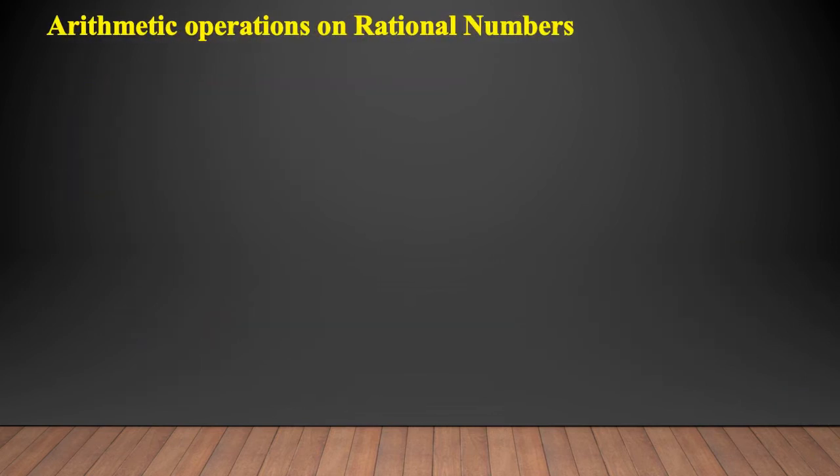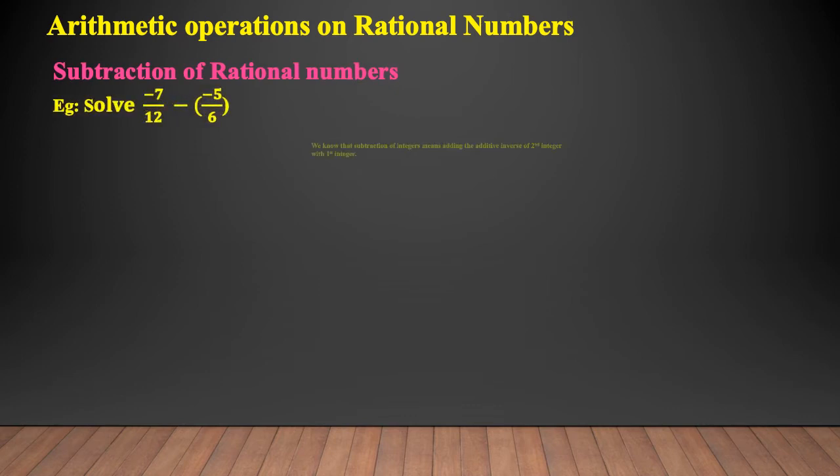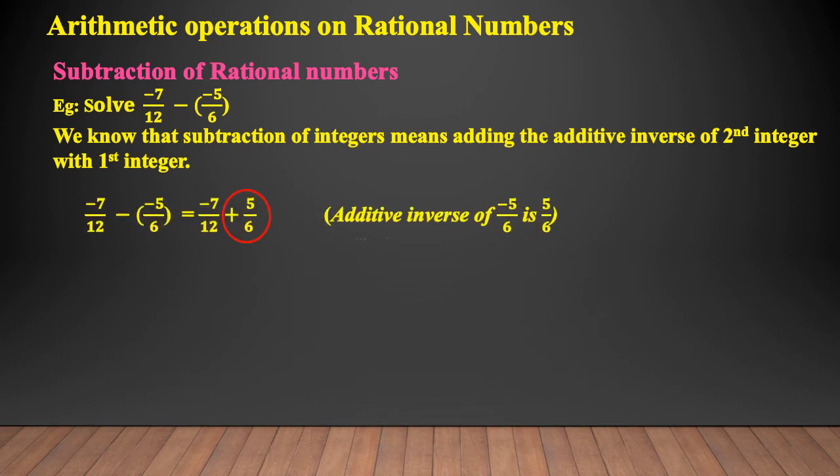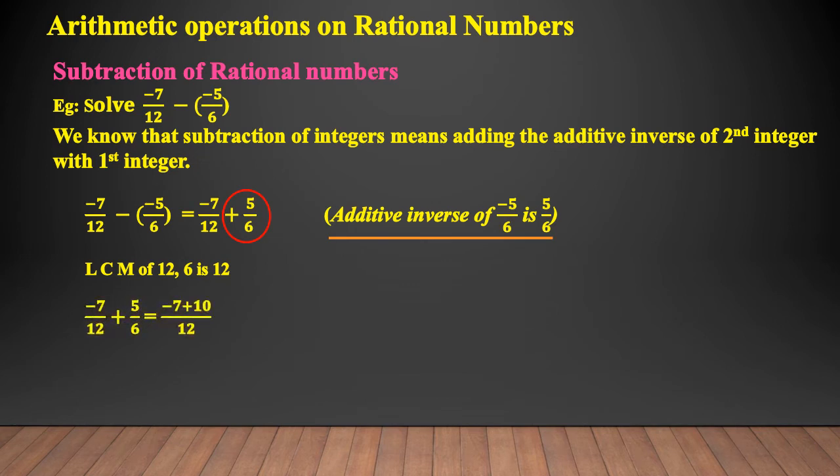Next is subtraction of rational numbers. It is done the same way as with fractions. As I told you, here also it is a combination of fraction and integer operations. So you should know integer operations very well when you do arithmetic operations on rational numbers. You can see one example, and you can practice more examples too.